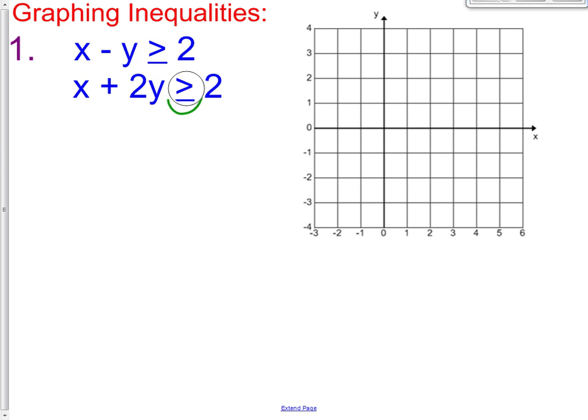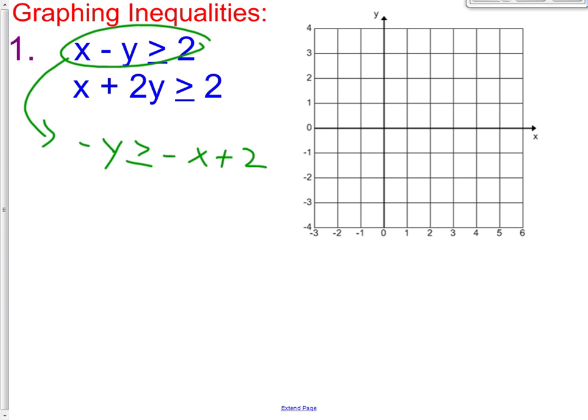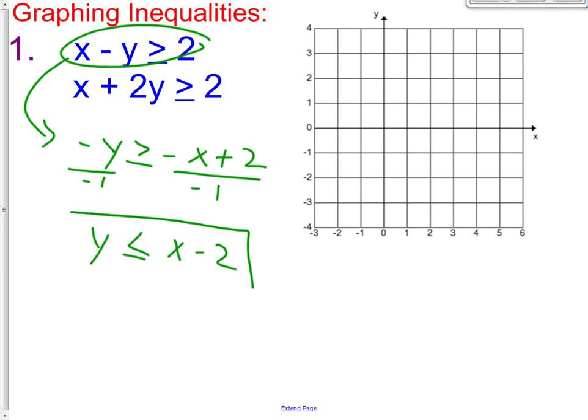With that being said, let's now put all of these into slope-intercept form. So changing this down here, I would subtract an x to make a negative y is greater than or equal to a negative x plus 2, because I'd have to subtract the x over. And then I'm going to divide by a negative 1 to get y all by itself. So y is now, when you divide by a negative, you need to change the sign. Hopefully you remember that. So now it's less than or equal to a positive x minus 2. So this is one equation that we are going to graph.